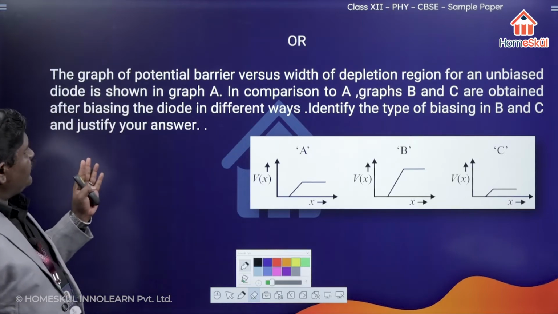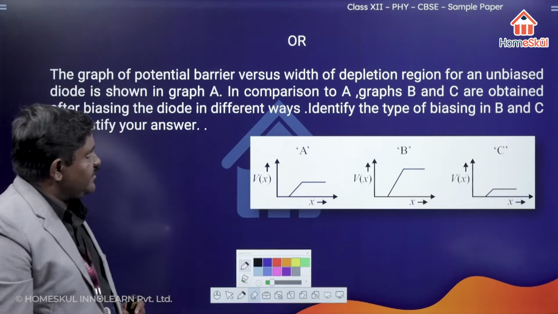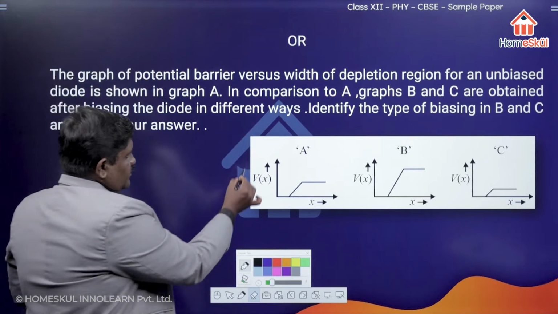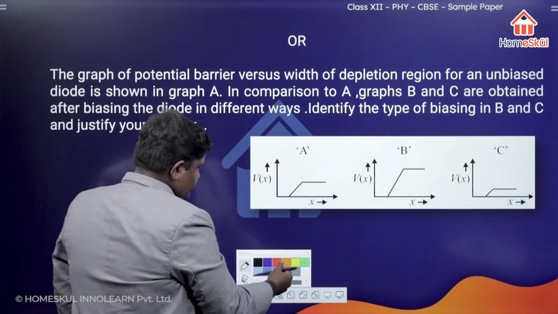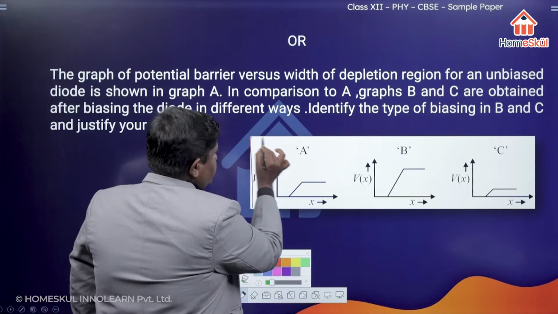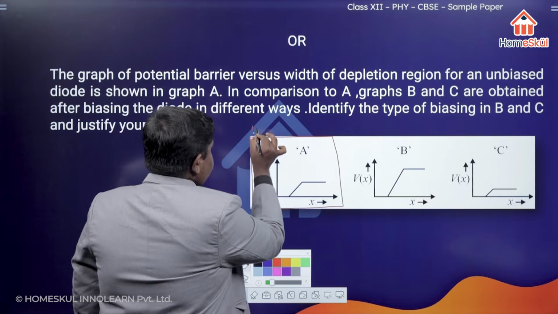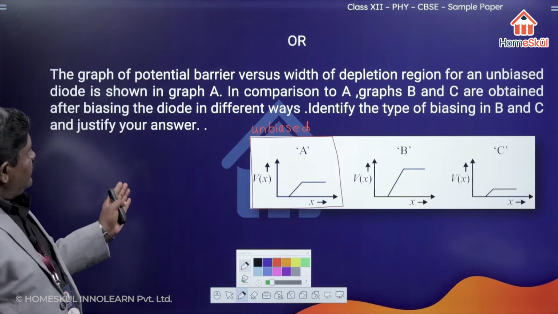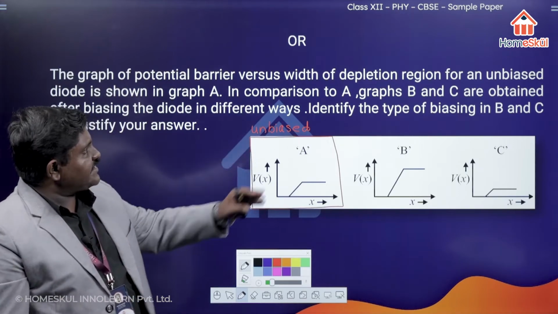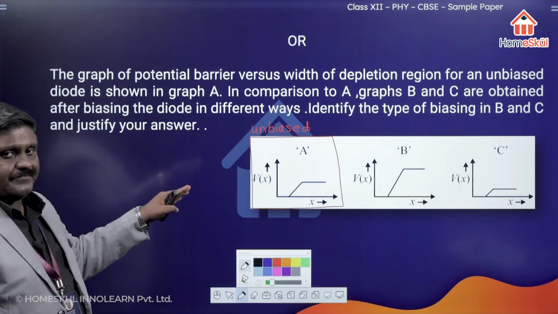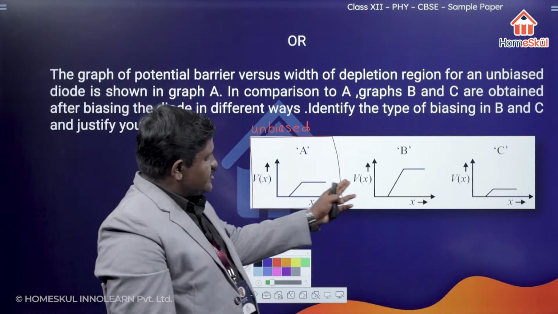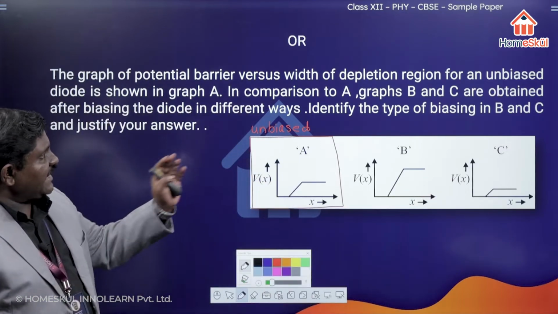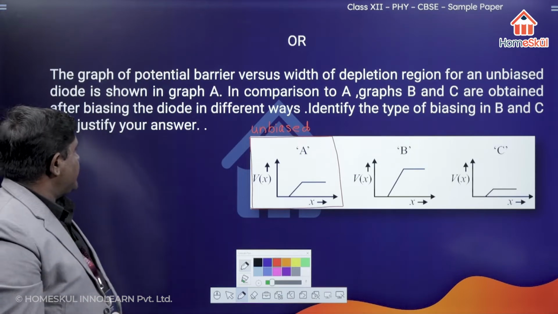So we are moving on to the next question, which is an OR question. The graph of potential barrier versus width of depletion region for an unbiased diode is shown in graph A. So this graph is for the unbiased one. In comparison to A, graphs B and C are obtained after biasing the diode. Identify the type of biasing in B and C and justify your answer.